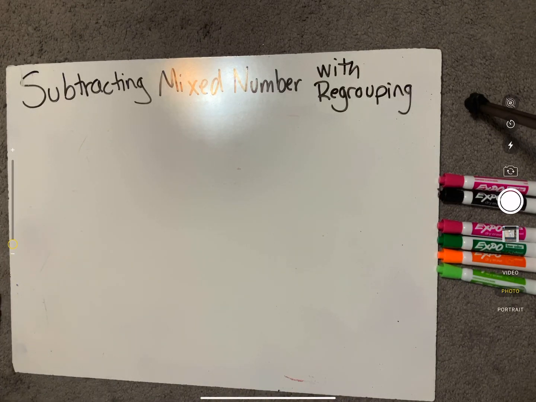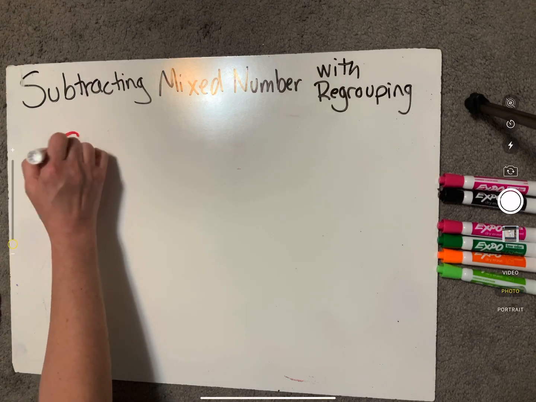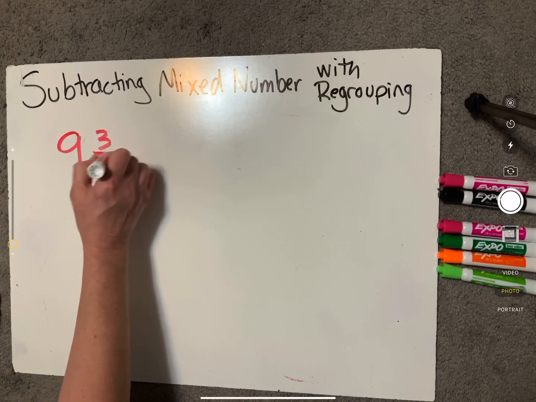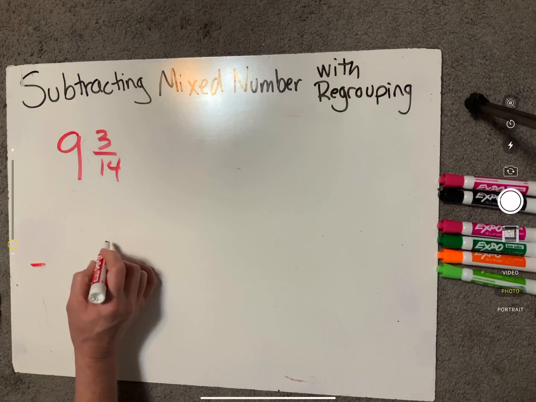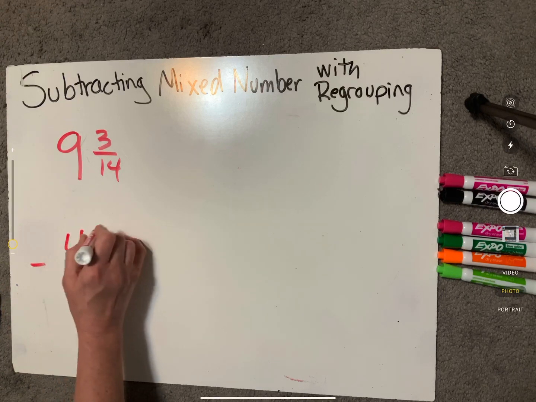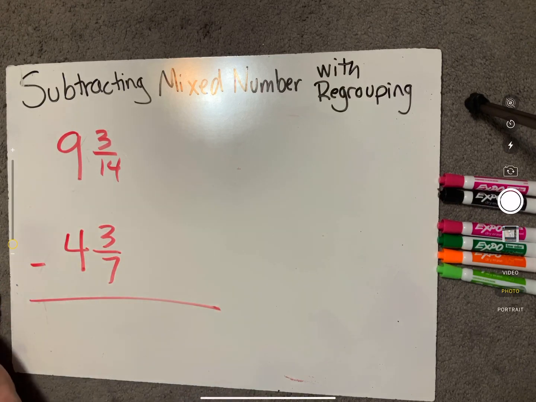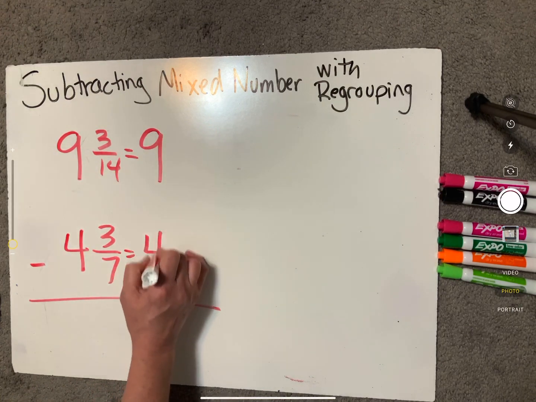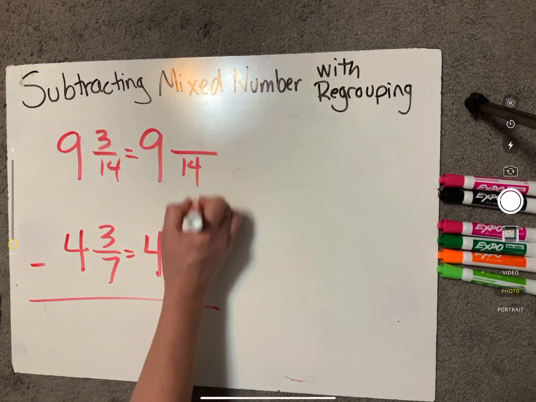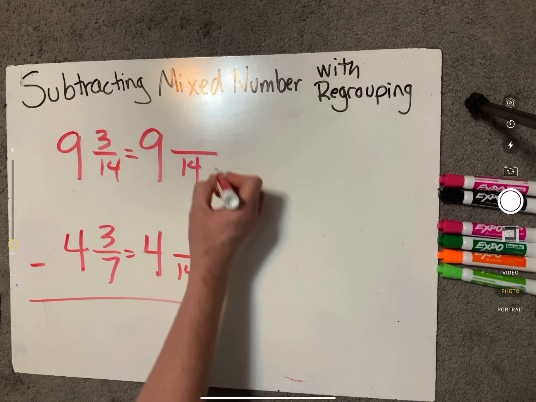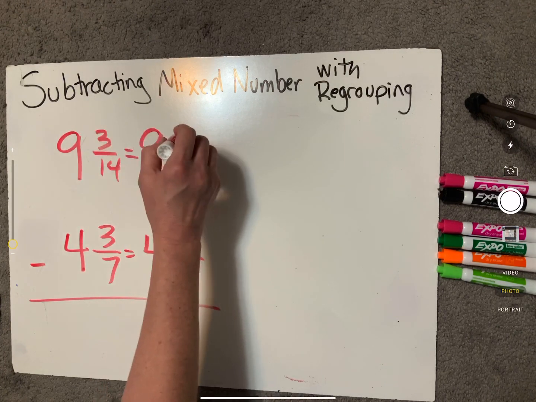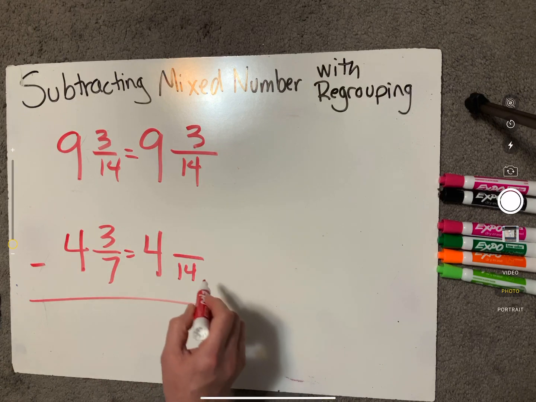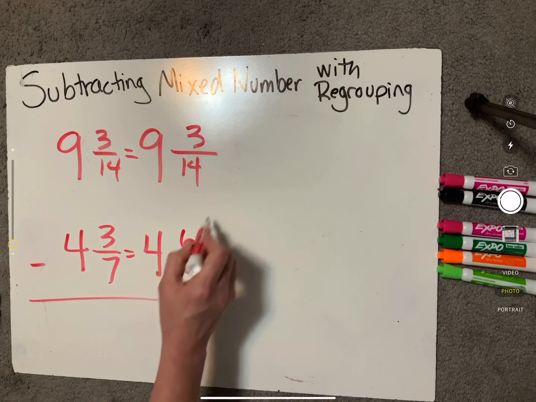All right, let's do 9 3/14 minus 4 3/7. Okay, so transfer our whole numbers. Our common denominator is going to be 14. 14 times 1 is 14. 3 times 1 is 3. 7 times 2 is 14. 3 times 2 is 6.